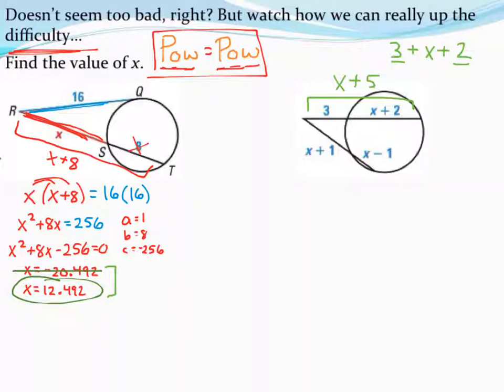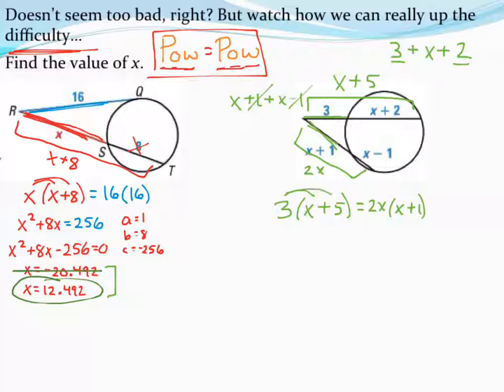All right, a similar thing down here. I need to find this whole secant. So what I'm doing is x plus 1 plus x minus 1. And so plus 1 minus 1 crosses out, and x plus x is just 2x. Okay? So let's go ahead and set up our pow-pow equation. The part outside the circle of that upper secant is 3 times the whole thing, which is x plus 5, needs to be equal to the other part outside the circle, which is x plus 1, times the whole thing, which is 2x.